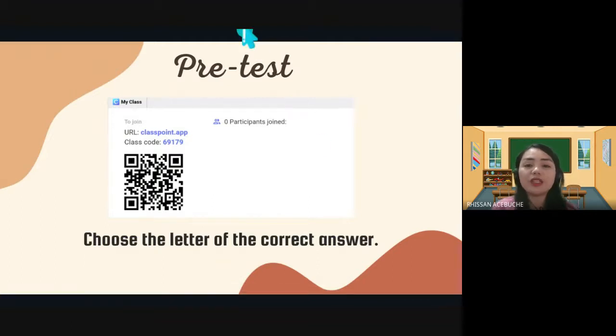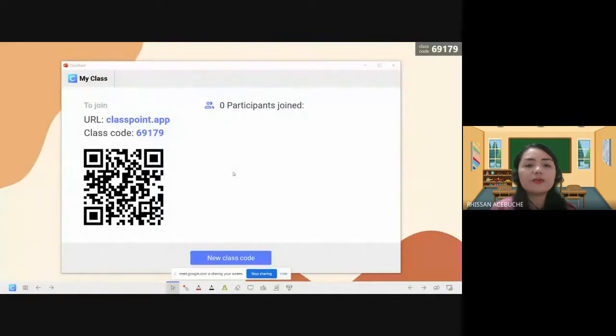So we are going to have a pretest. All you have to do is enter Classpoint. Let me share my Classpoint screen. So enter the code in Classpoint for me to gauge how much you already know about our topic for today. This is our code for today. Go to the Classpoint app, classpoint.app, and then the class code is 69179.